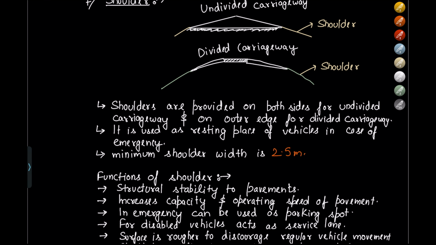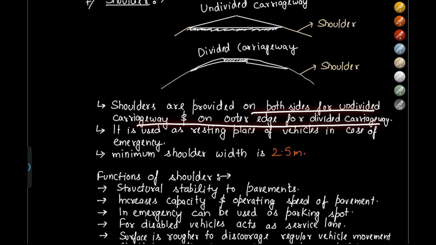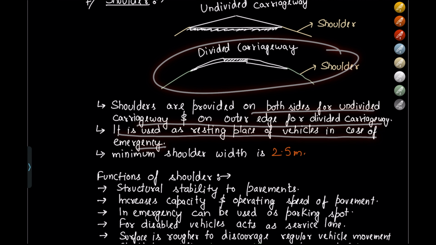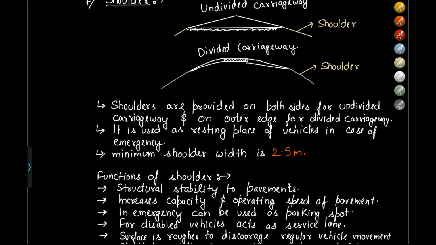So let's look at what it is saying. Shoulders are provided on both sides for undivided carriageway and on outer edge for divided carriageway, that we have seen here. It is used as a resting place of vehicles in case of an emergency. Whenever there is some disruption in the vehicle or there is some fault in the vehicle, we need to stop the vehicle. If shoulder is not provided, it is impossible for the vehicle to stop midstream, because that will lead to accidents and possibly reduce or stop the flow of traffic. That is not recommended, and hence shoulders are provided for resting of the vehicles.